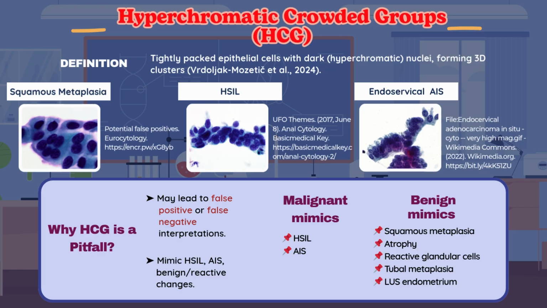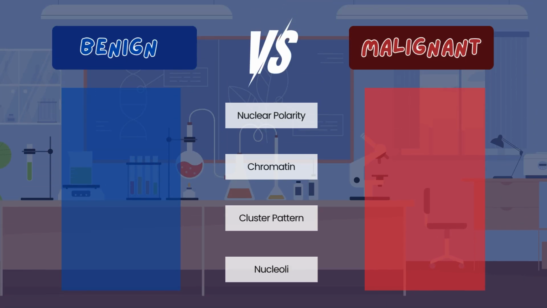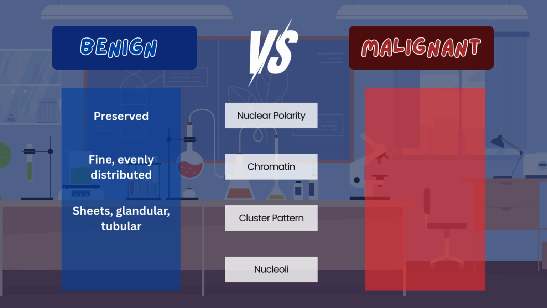Benign conditions such as squamous metaplasia, atrophy, reactive endocervical cells, tubal metaplasia, and lower uterine segment endometrium can also form similar-looking clusters. So how do we tell them apart? In benign HCGs, nuclear polarity is usually preserved, and the chromatin appears fine and evenly distributed. The cells often form flat sheets, glandular, or tubular arrangements. In contrast, malignant HCGs show disturbed polarity, coarse and irregular chromatin, and syncytial or palisaded clusters.